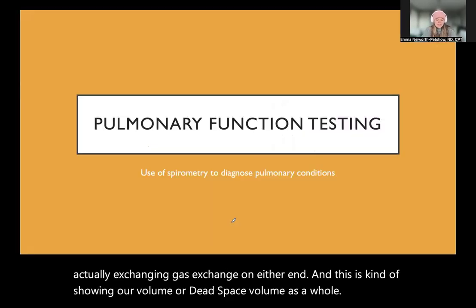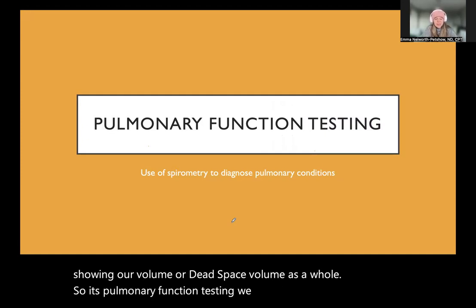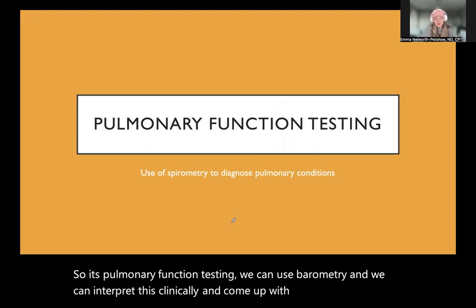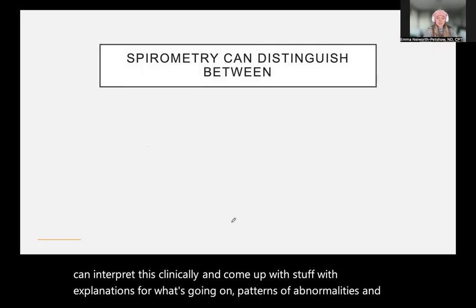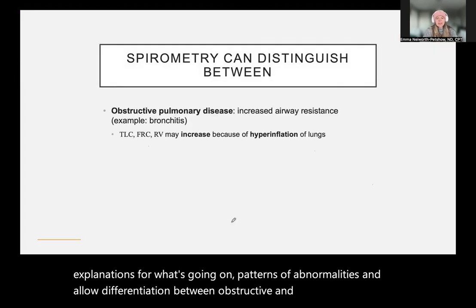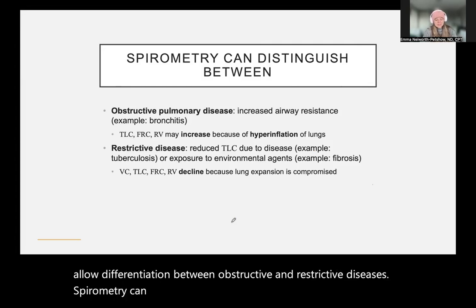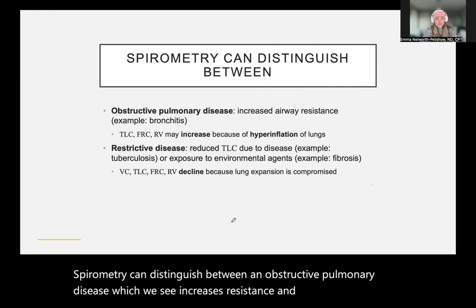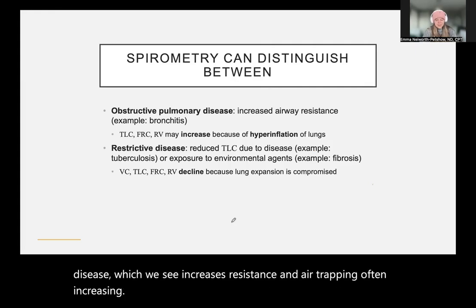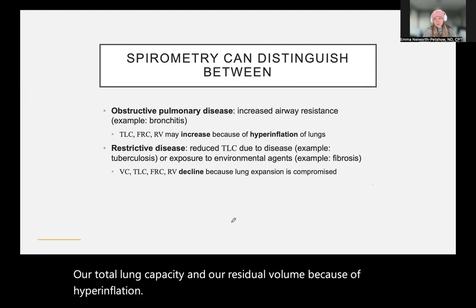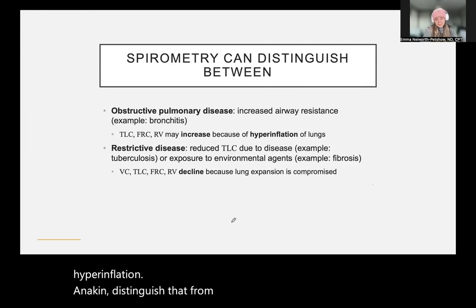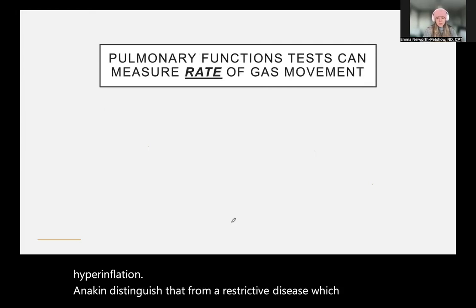With pulmonary function testing, we can use spirometry and interpret this clinically and come up with explanations for what's going on. Patterns of abnormalities allow differentiation between obstructive and restrictive diseases. Spirometry can distinguish an obstructive pulmonary disease, which we see increases resistance and air trapping, often increasing our total lung capacity and our residual volume because of hyperinflation. And it can distinguish that from a restrictive disease, which limits expansion and will reduce all lung volumes.